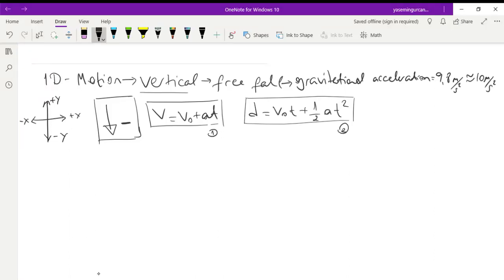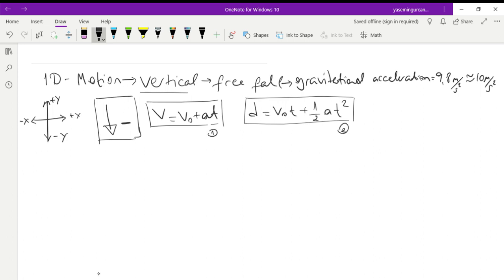Hi everyone. So in chapter 2, we analyzed one-dimensional motion in the horizontal direction mostly. In chapter 3, we will be analyzing free fall, which is one-dimensional motion in the vertical direction instead of horizontal. And later in the chapter, there is projectile motion, which is two-dimensional motion. So this video is about free fall.